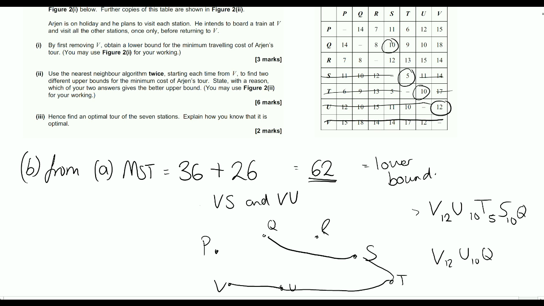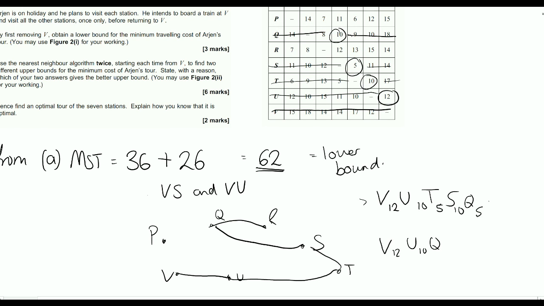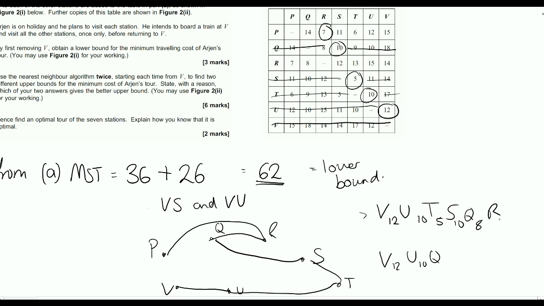Now I'm at Q. So I can go to R or to P from Q. Q to R or P, I'm going to go to R for length 8. Let's just bring that over. For length 8, I'm going to R. And then finally, I'm going to need to go R to P. So R to P is length 7.